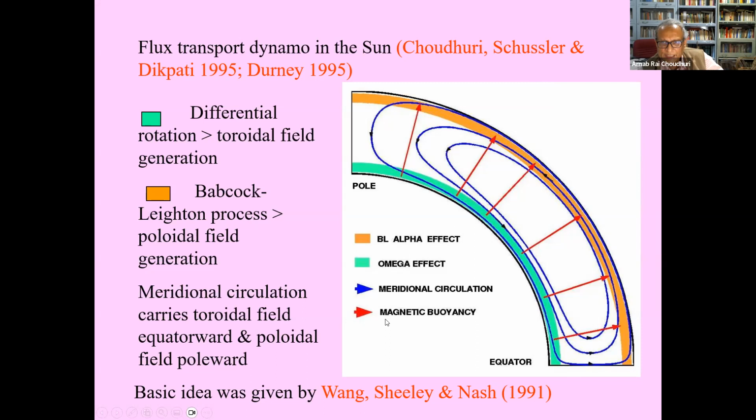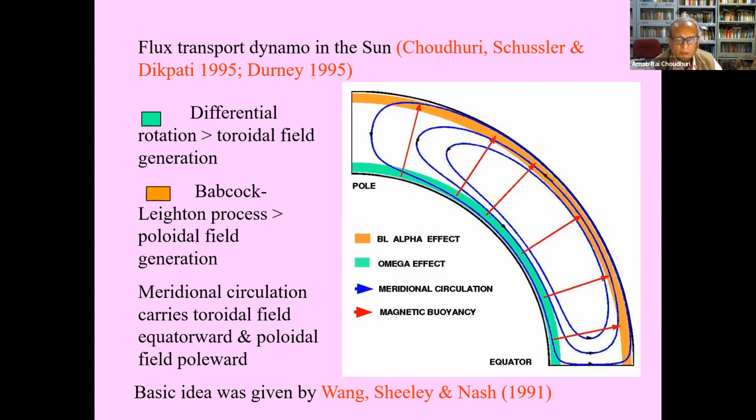helioseismology. So the strong toroidal field, which is produced at the bottom of the convection zone, is advected equatorward by this flow. And as a result, we find that sunspots form at lower and lower latitudes with the progress of the cycle. On the other hand, the poloidal field, which is produced near the surface, is advected poleward by this meridional circulation, in accordance with the observational data. So I may point out that some preliminary ideas of this type of model were given by Wang, Sheeley, and Nash by using a simple one-dimensional model. But the first two-dimensional models of this kind of flux transport dynamo were constructed by some of us in the mid-1990s.